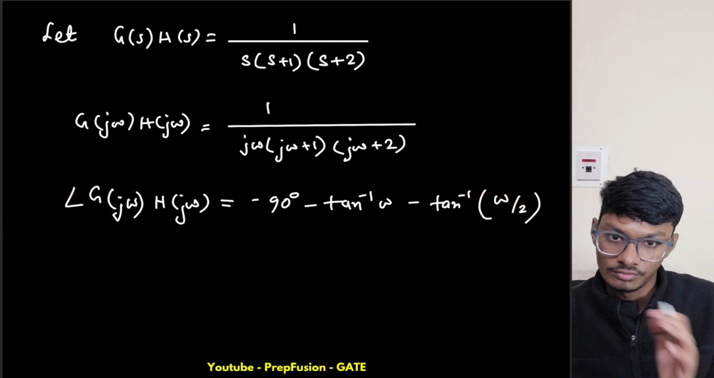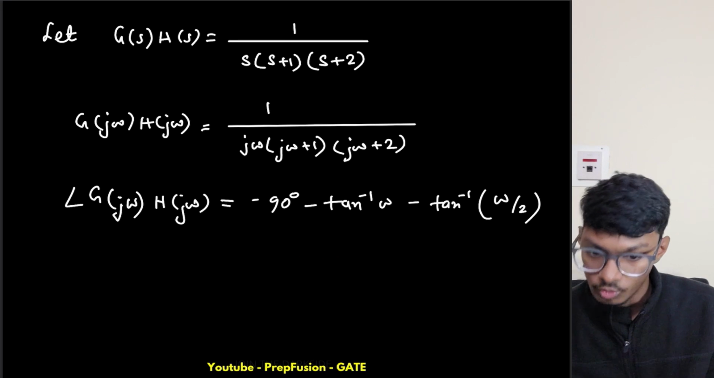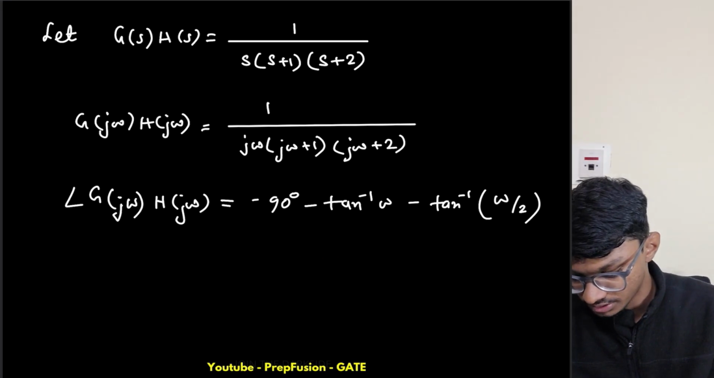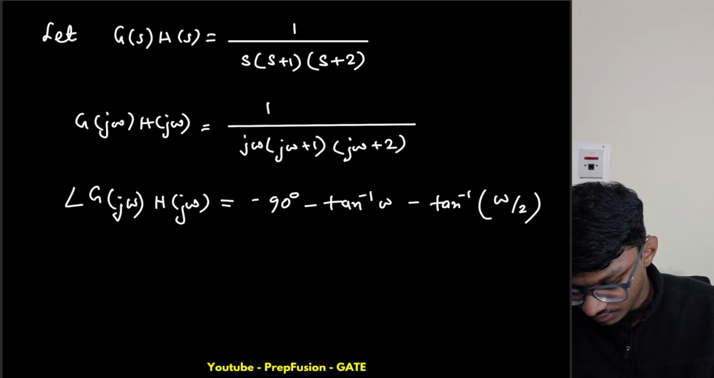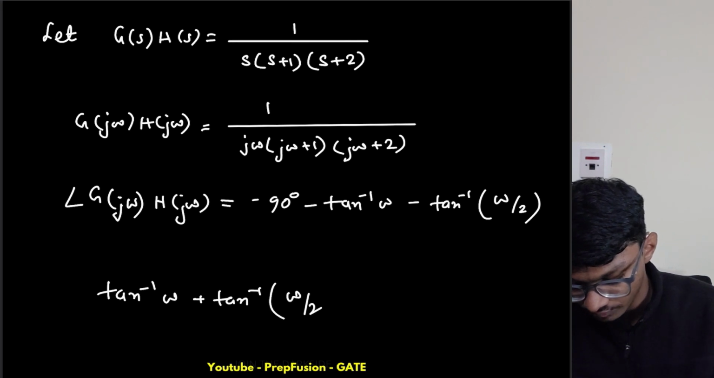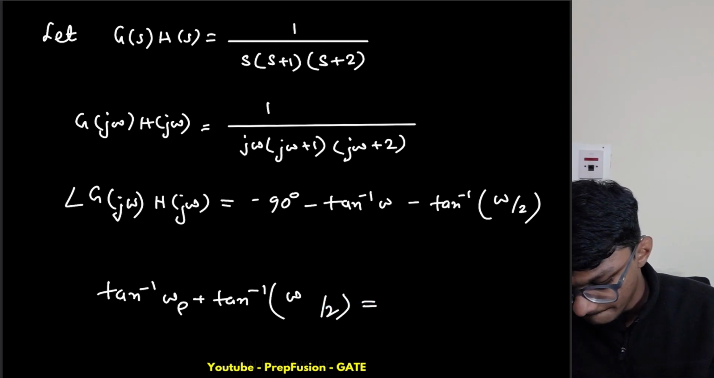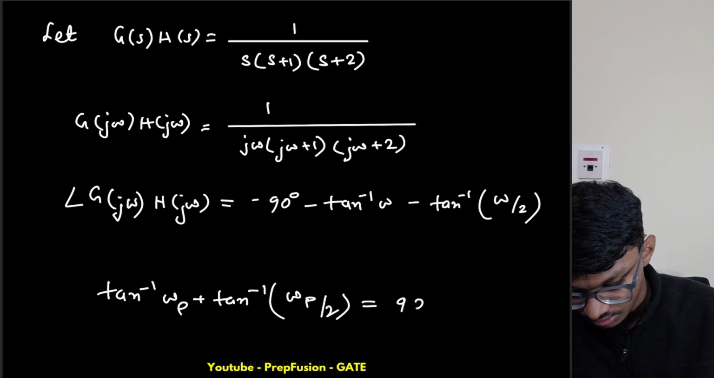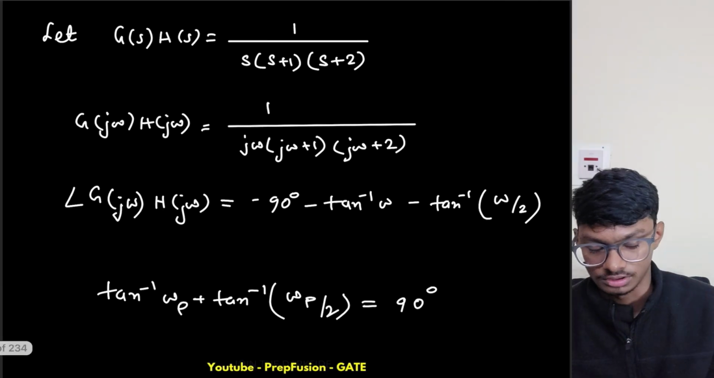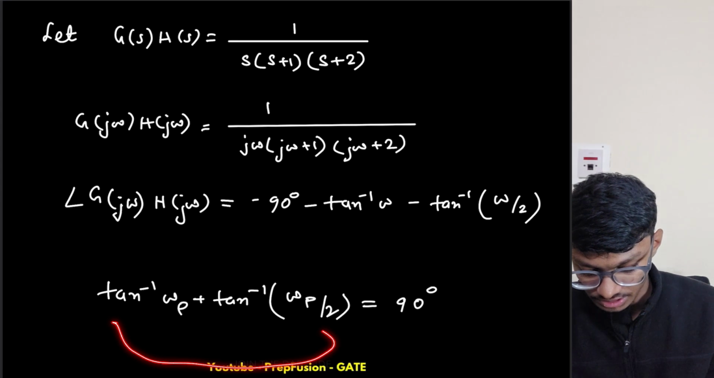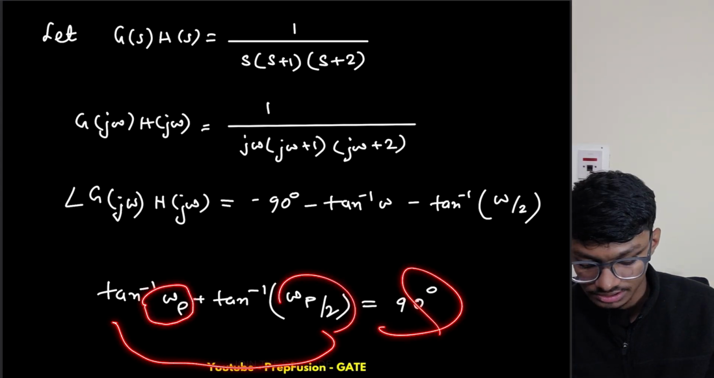We have already found this one out. What is my omega pc? For this one the angle needs to go to minus 180 degrees. So my formula will be tan inverse omega p plus tan inverse omega p by 2 equals 90 degrees. We already solved this previously, I think. Now we know the short trick. If this is equal to 90 degrees, then if this is x, the other has to be 1 over x.